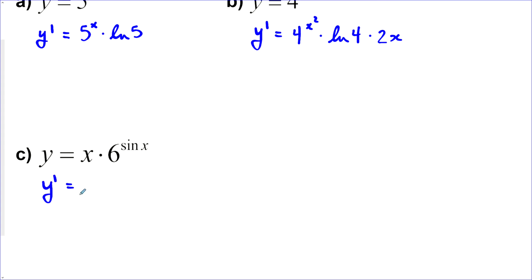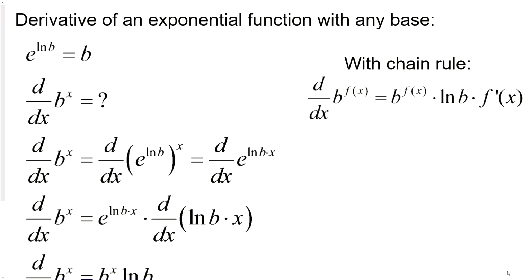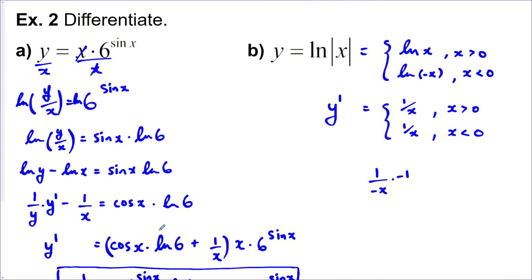And y prime here is equal to, now we need the product rule first, so derivative of x is 1 times this plus, leave the x alone, the derivative of this is just 6 to the sine x times the natural log of 6 times the derivative of sine, which is cos. Now hopefully this looks familiar. This is actually the question that we did earlier, and you can see how easy that got now that we know the derivative of any exponential function with any base. So that question is this one that took this long doing it the other way.